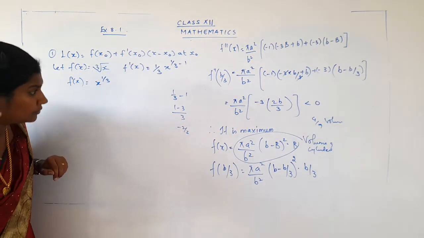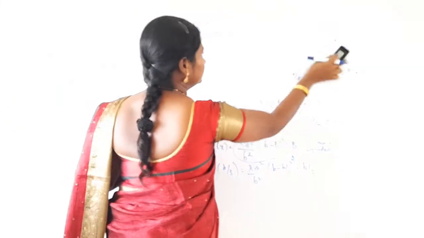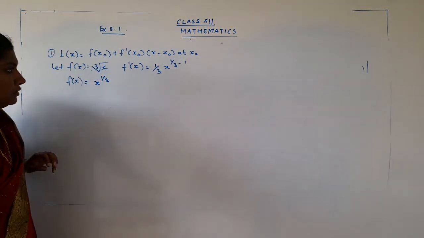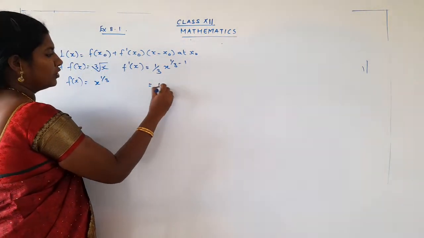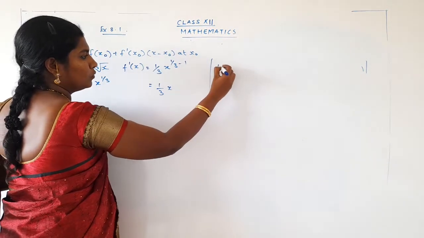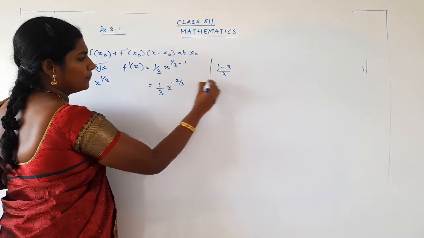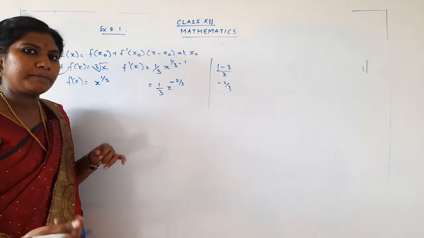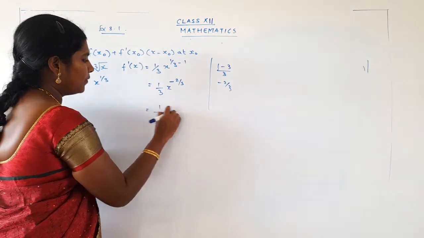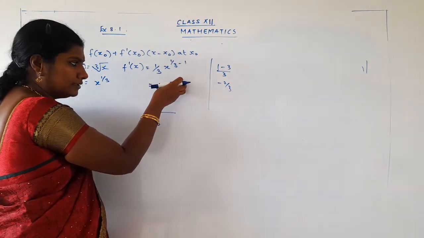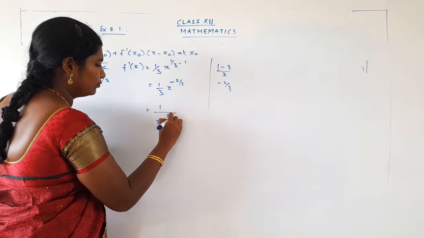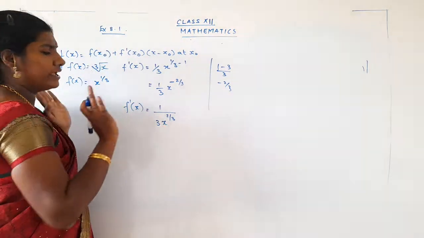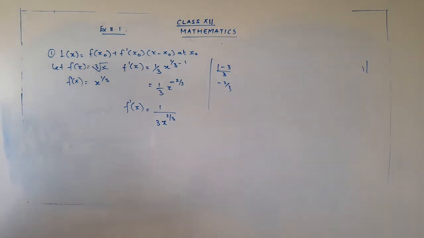I get this is equal to 1 upon 3 x raised to 1 minus 3 upon 3, which is minus 2 upon 3. So, this is a negative power. If I bring this to the denominator, I get a positive power. So, I write this as 1 upon 3, and I take this term in the denominator. So, I will get x raised to 2 by 3. So this is f dash x. So I have found f of x, and using f of x I have found f dash x, that is 1 upon 3x raised to 2 upon 3.